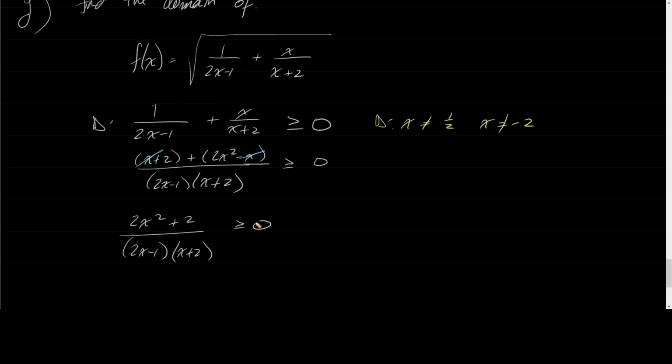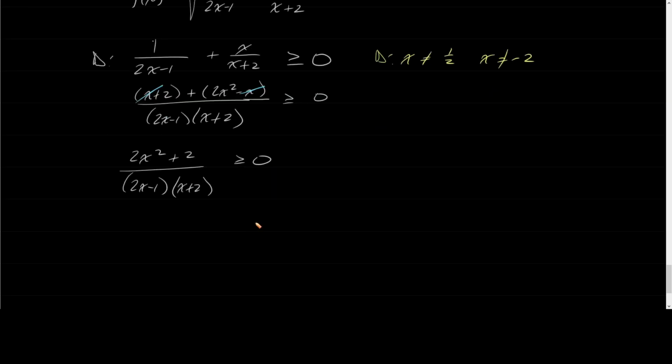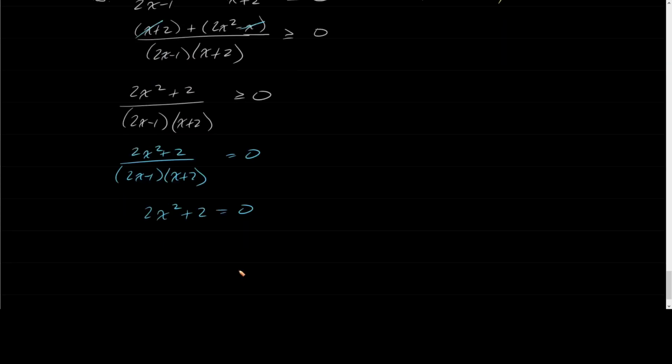Now at this point, we're going to treat this as an equation, right? So we're going to look at this as 2x squared plus 2 over 2x minus 1 times x plus 2 equals 0. We've got a fraction equaling 0. The only way for that to happen is if the numerator itself is equal to 0. But look what happens here. I get x squared is equal to negative 1, which has no real solution.